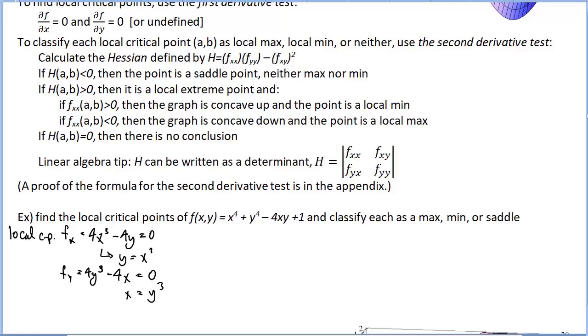So now we combine these expressions, and we get x equals y cubed, y equals x cubed. Therefore, putting it together, we get x equals x cubed cubed, or in other words, x equals x to the 9th.